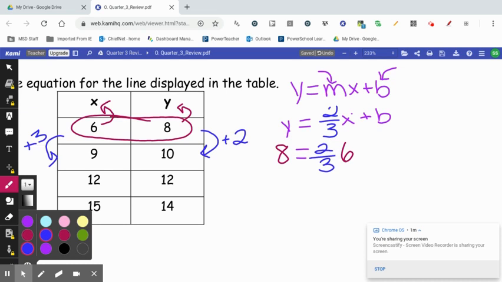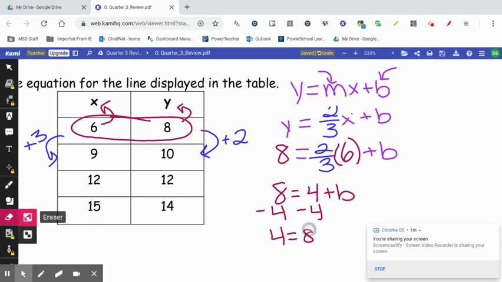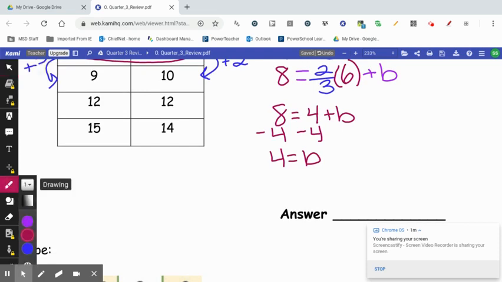And now all we have to do is solve our equation for b. So if we simplify, we get 8 equals 4 plus b, subtract by 4, and we get 4 is equal to b. So our slope is 2/3, our y-intercept is 4, and now we can write the equation of the line, which is y equals 2/3 x plus 4.